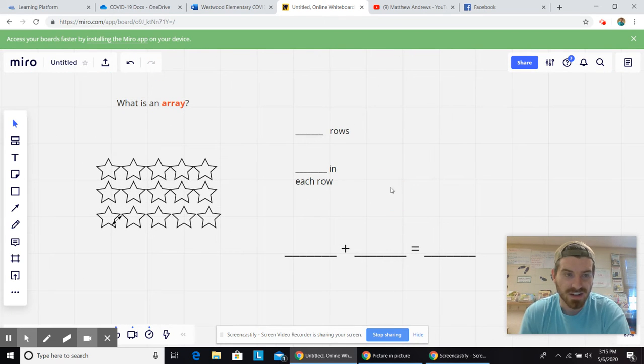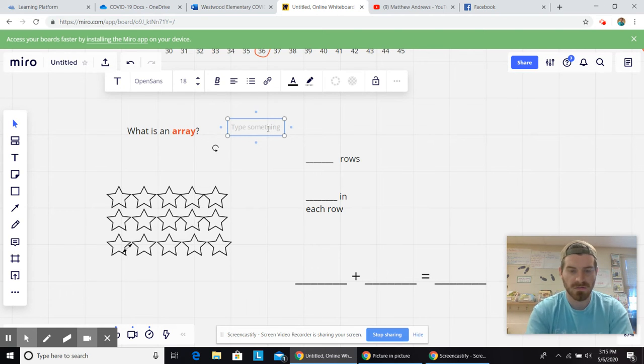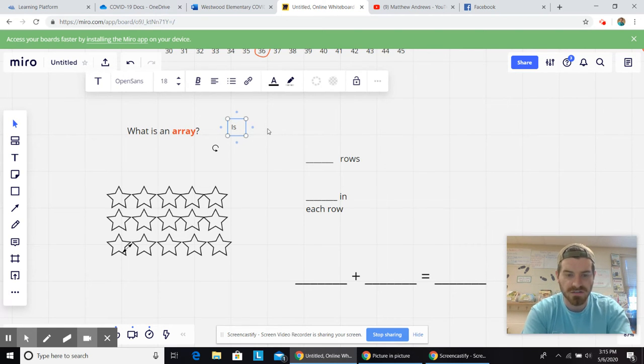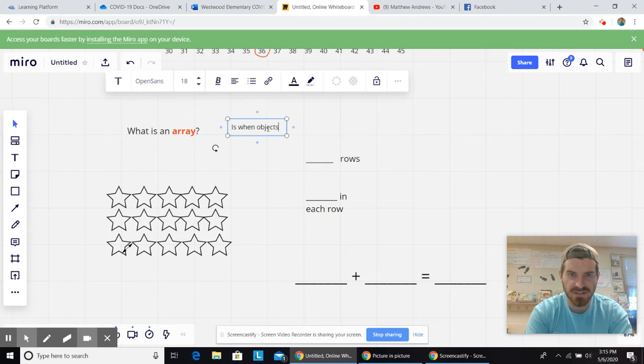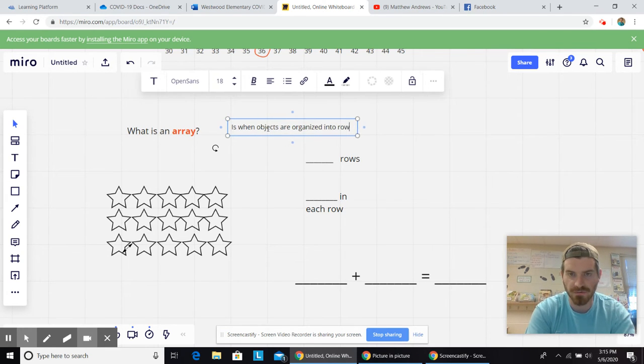All right, down here, we did talk about this a couple of weeks before spring break, but I don't think we got to spend as much time on it as I would have liked to. So what is an array? We see that on Monday's work. An array is when objects are organized into rows and columns.